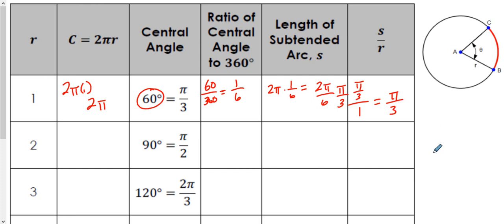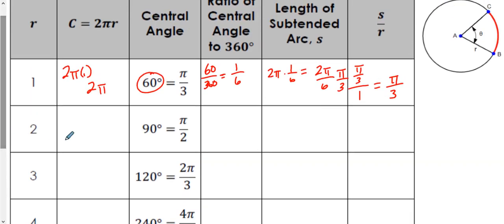So, how about the next circle? We don't need to really do all of these. I'm going to save a little bit of time. We'll just do the first couple. So this is going to be 2 times pi times the radius, which is 2. And 2 times pi times 2 is going to be 4 pi. The ratio of the central angle to 360 degrees: we're talking about this being 90 degrees out of 360 degrees. And I hope you guys recognize that that is 1/4 of the circle.